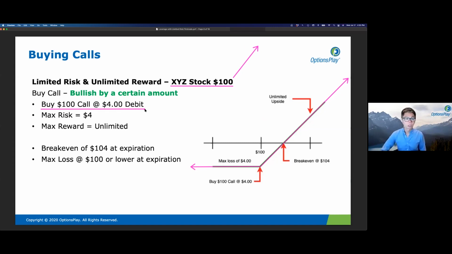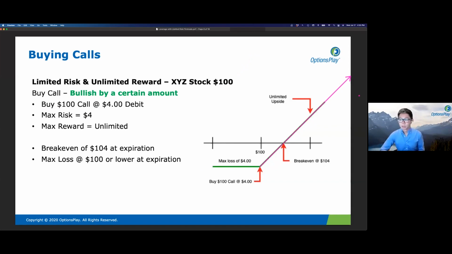Now, some investors will say call options are bullish, and generally that's true. However, I think that just calling it bullish is not accurate enough. A much more accurate description of a call option is that it's bullish by a certain amount. And that certain amount we're going to come back to is how much you pay for the option. So just to understand, if you buy a $100 call option, what you get is unlimited gains to the upside, similar to buying a stock, right?